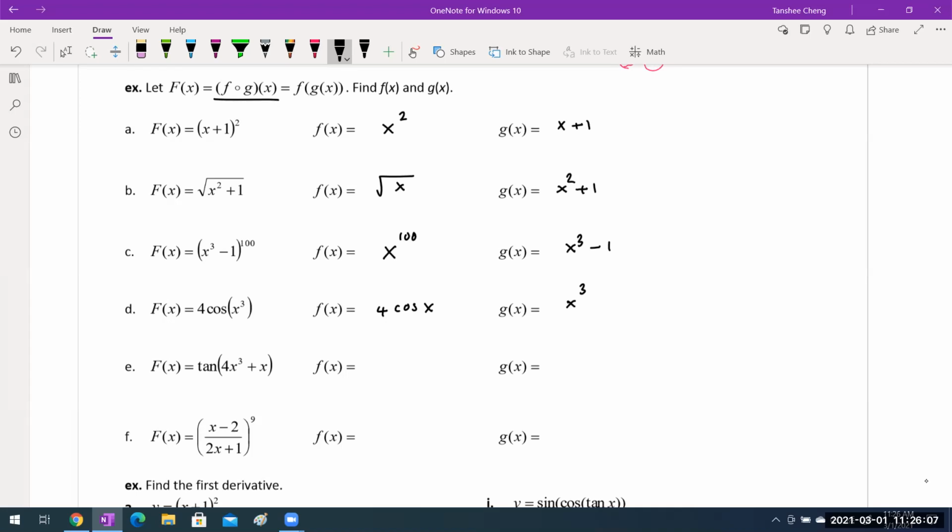So the next one, part E, my outer function will be the tangent function, and the inner function will be 4x to the third plus x. And lastly, my outer function will be x to the 9 power, and the inner function will be x minus 2 over 2x plus 1.